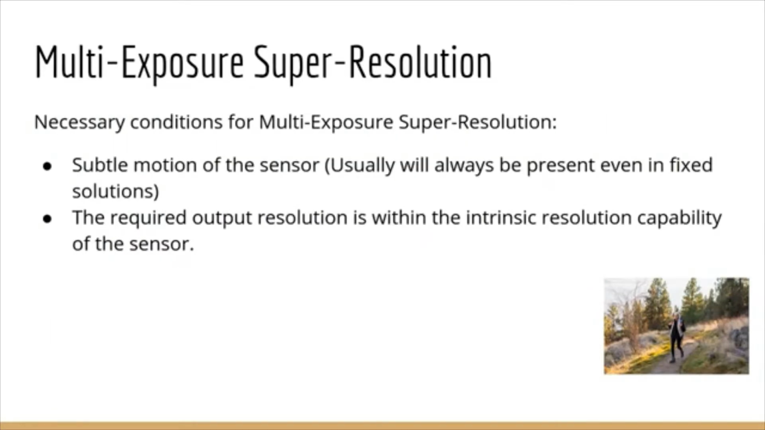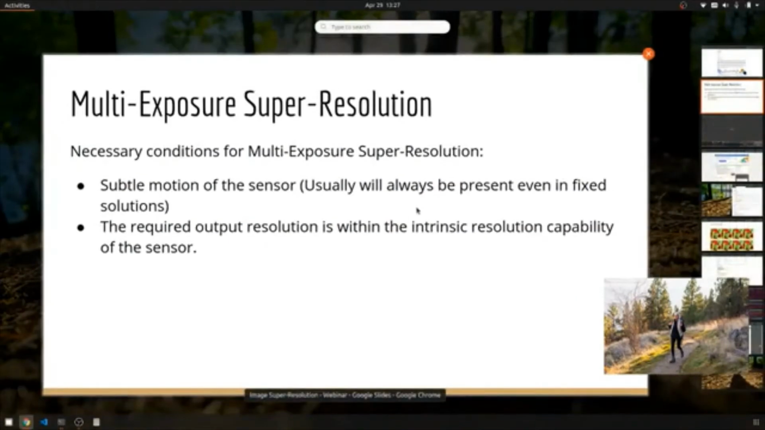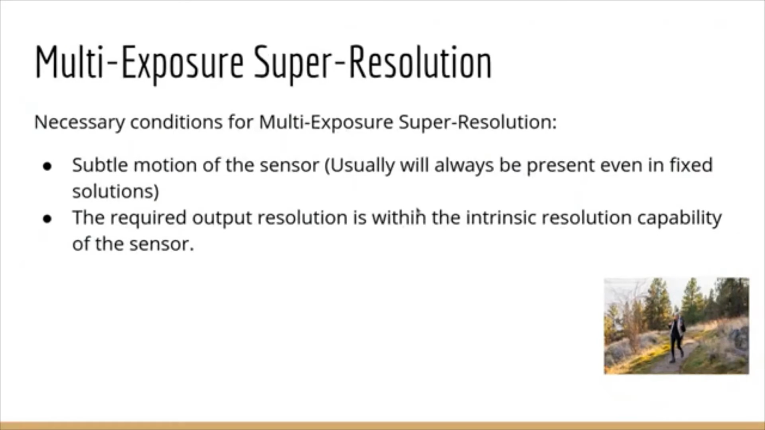And the necessary conditions for multi-exposure super resolution: we need at least a subtle motion of the sensor. This will always be present in any handheld situation, and the required output resolution is within the intrinsic resolution capability of the sensor. This second statement is very important, because with multi-exposure super resolution, you can't get extremely higher resolution than you expect, but rather it improves the quality of the image at the same resolution.